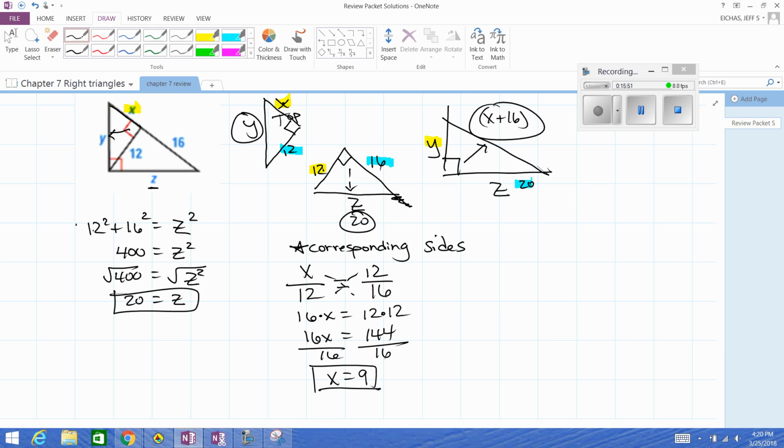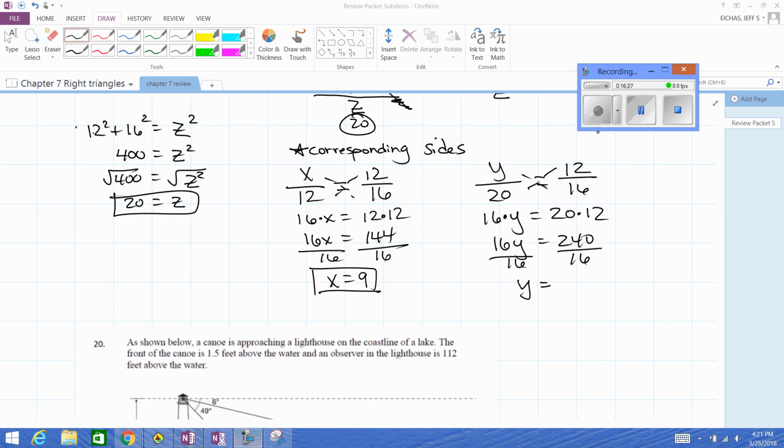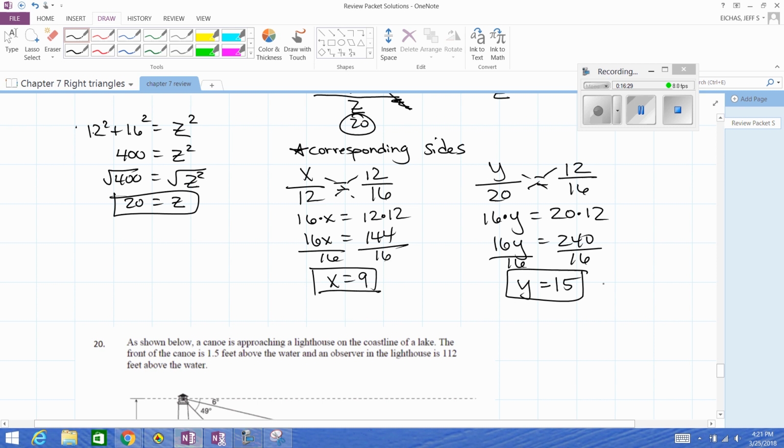Now I want to go for y. So I'm probably going to, yeah, y with 20 looks good. I think I can get that done. If we go y with 20, 12 with 16, we should be all set. So yeah, y with 20 and 12 with 16. 16 times y, 20 times 12, divide by 16, and what is that? So that's 15. So what we have is x is 9, y is 15, z is 20.